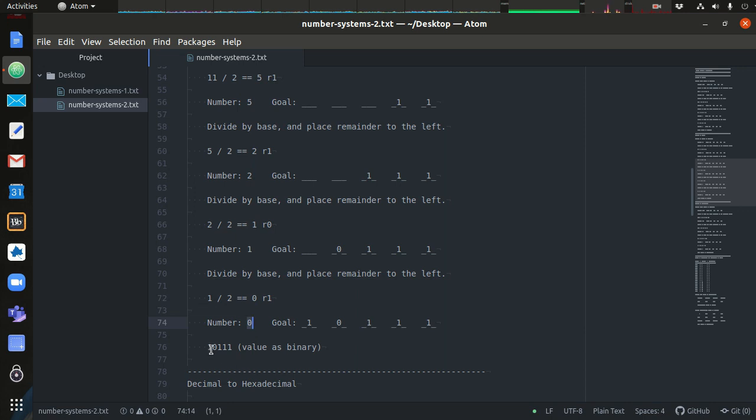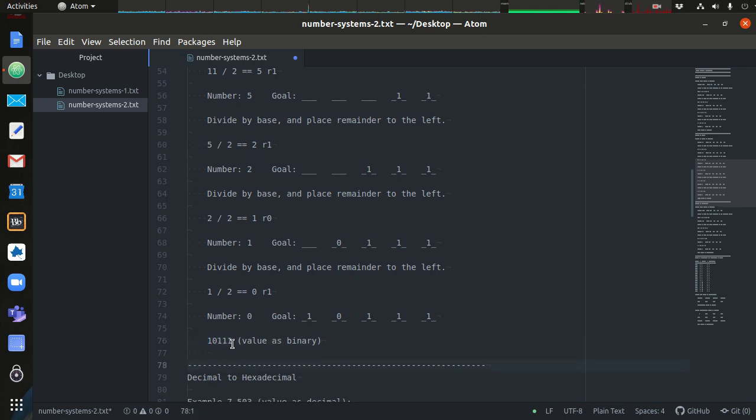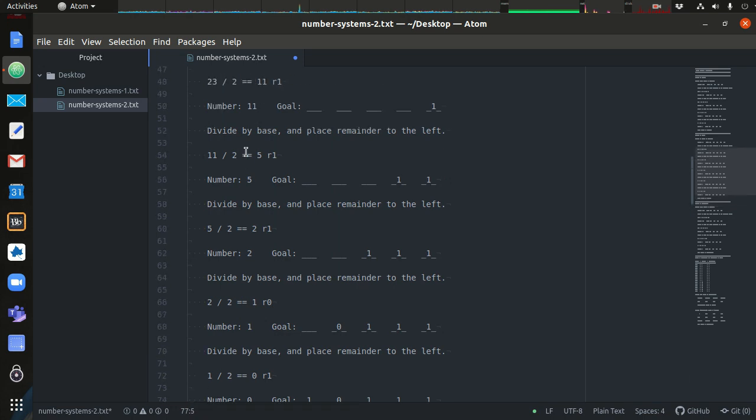All right. So the value of the decimal number 23 is 10111 in binary, and we can double check that, right? We know that this is the ones position, so that's 1, and then this is a 2. So 1 plus 2 is 3, and then this is a 4, so 3 plus 4 is 7. This would be an 8. We don't have any of those, so this would be a 16. So what's 7 plus the 16 in this position? Right? That's 23. So we can see it checks out.